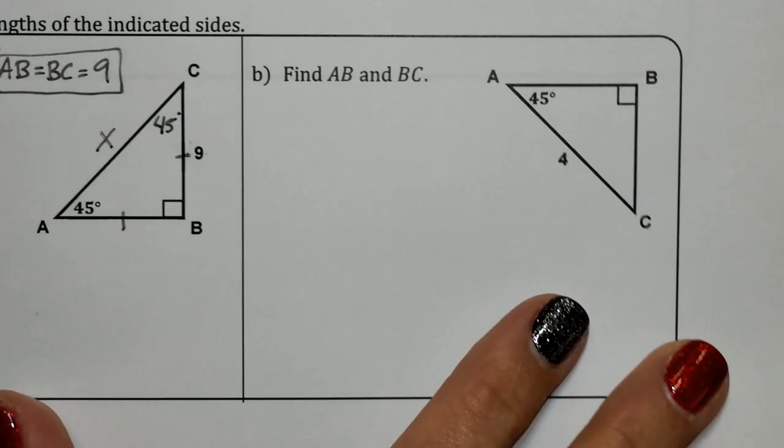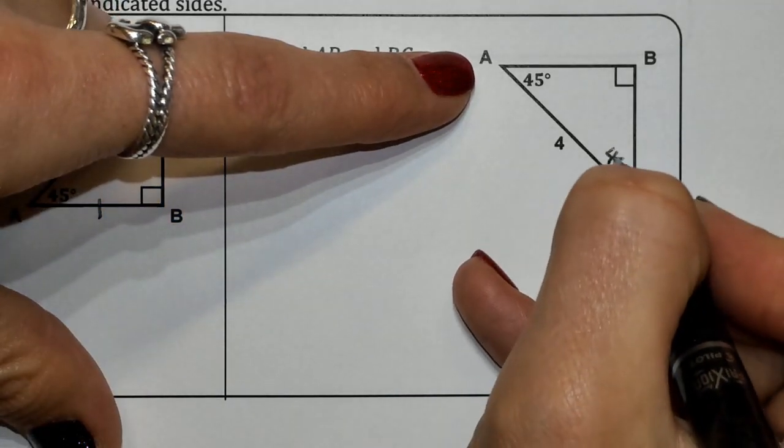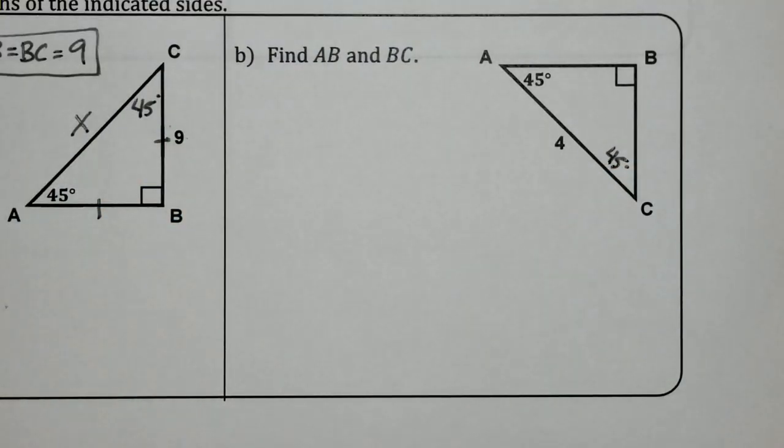Let's take a look at the next one here. First, I'm seeing 45. I know my other angle's 45. Let's go ahead and write in our table.